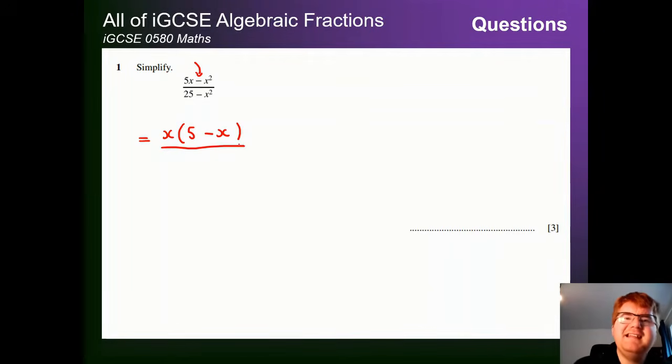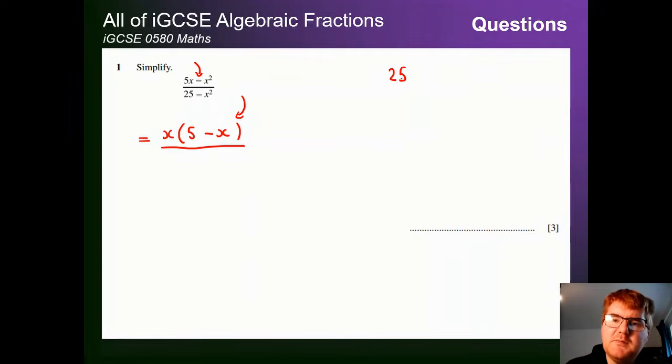Now, usually in these algebraic fraction questions, there will be a factor that looks like this in the denominator, so I can cancel through. So that's kind of my little cheat method here. I'm looking out for a 5 minus x down below.